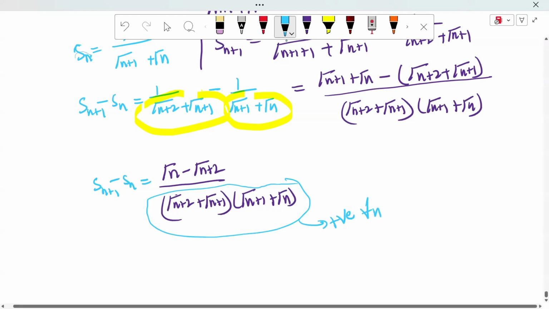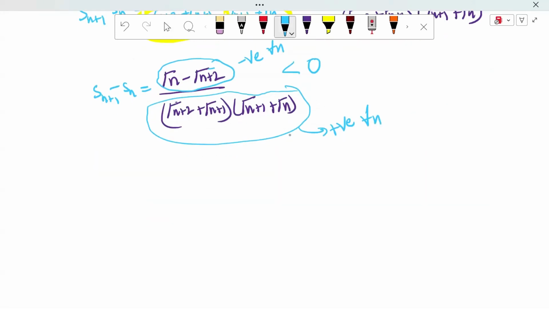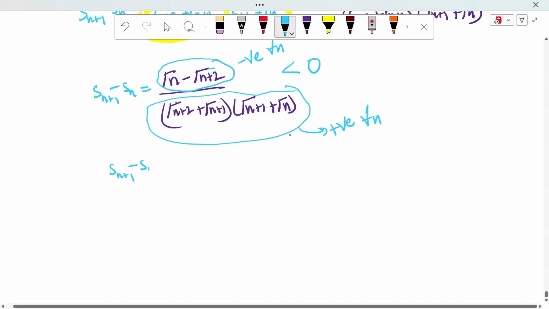The numerator: root n is smaller than root n plus 2, so this number is negative for all n. Negative by positive is negative, so it is less than 0. This means Sn plus 1 minus Sn is less than 0. Therefore, Sn plus 1 is less than Sn for all n.